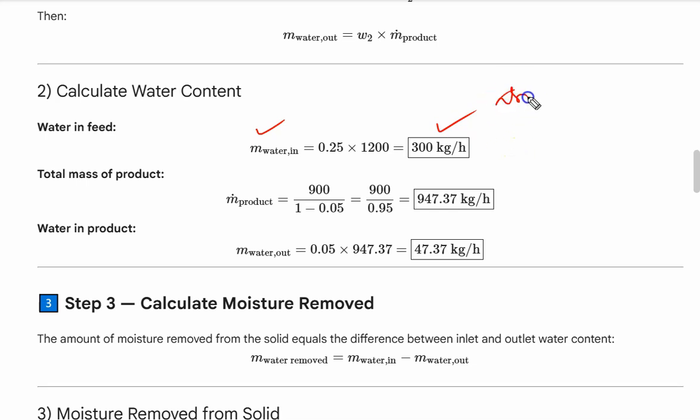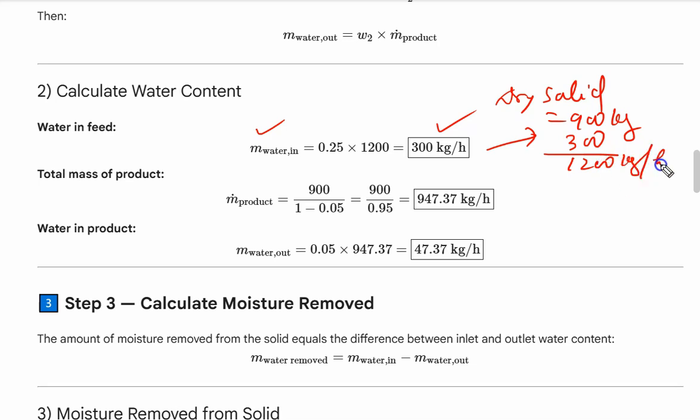So dry solid we got 900 kg and water is 300, so total is 1200 kg per hour. And total mass of the product, m product, so 900 divided by (1 minus 0.05), so that will be 947.37 kg per hour. So that is our product.